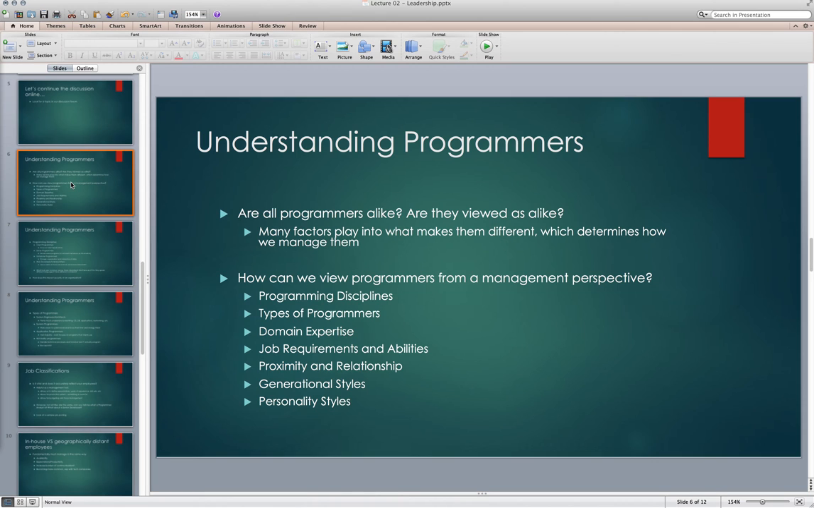So as we move on, last lecture we talked about leadership and the bigger picture. What is the role of the manager? Now we're going to talk a little more about understanding programmers: how programmers are perceived, how they perceive themselves, how they project themselves, and how we work with them.